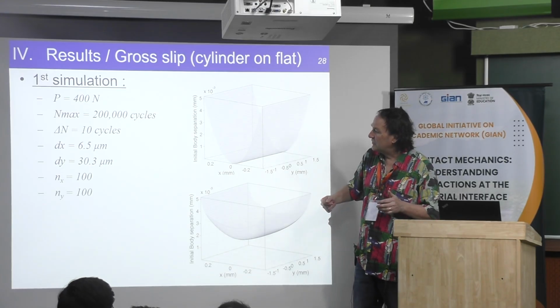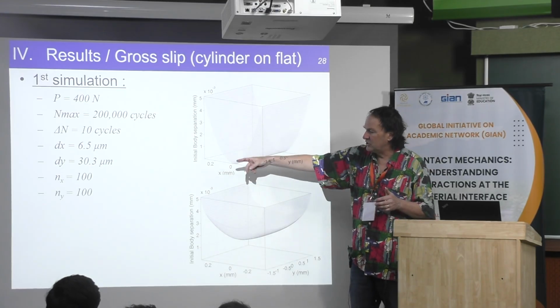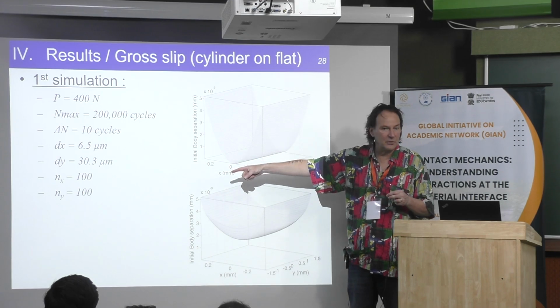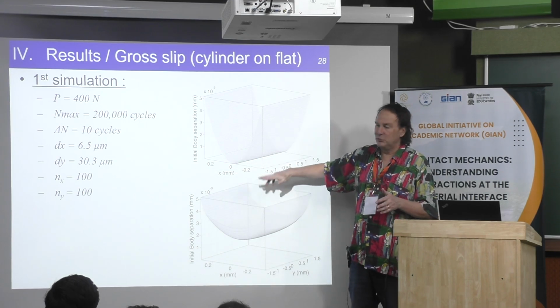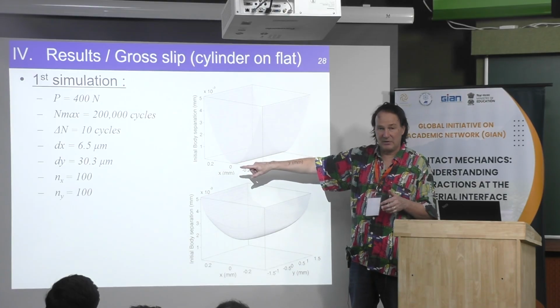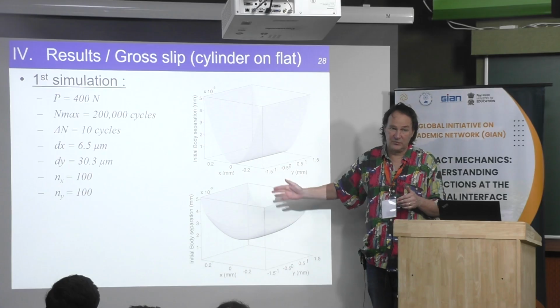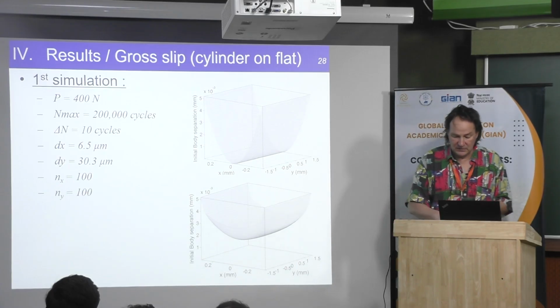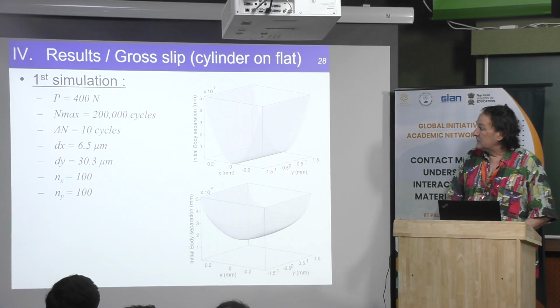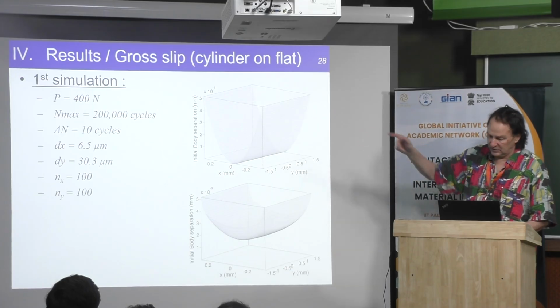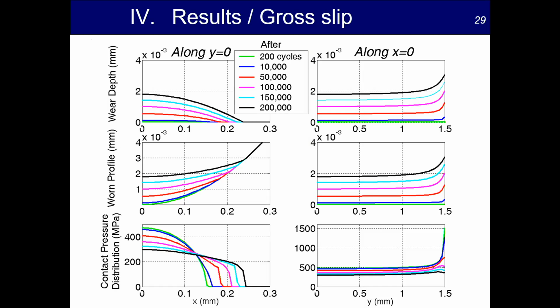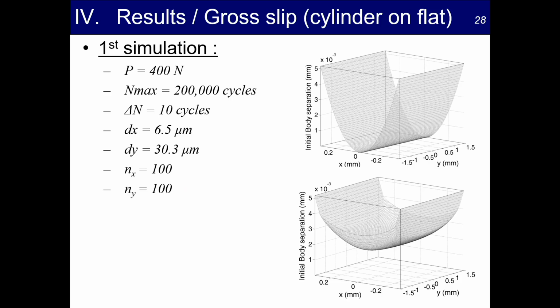And also the mesh is quite coarse, 100 by 100, but just to give you an idea, you can have a mesh of 1000 by 1000 or more and perform wear simulation very, very quickly. Then you have the grid size. Now this is a cut view of this result.